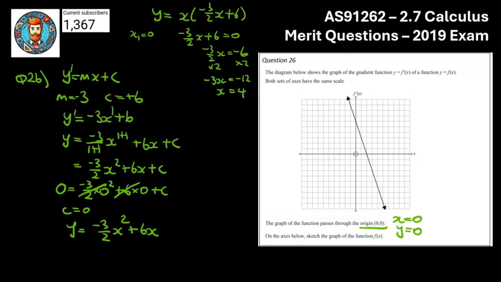From that, I know about my vertex. My vertex has to be in the middle of those two. So my vertex will be when x is equal to 2.